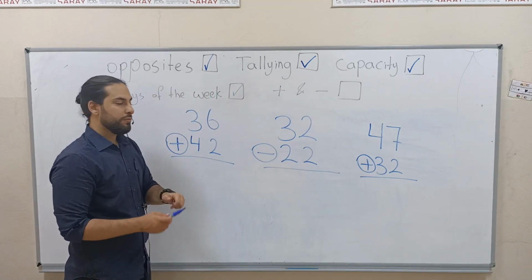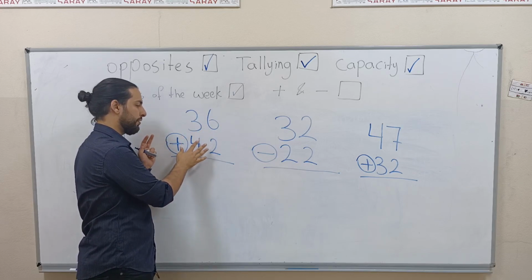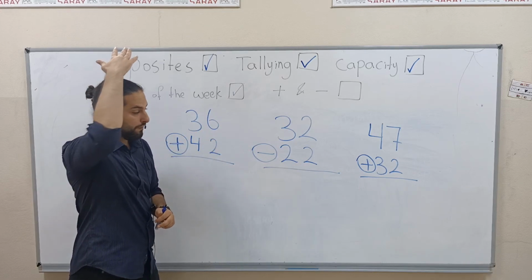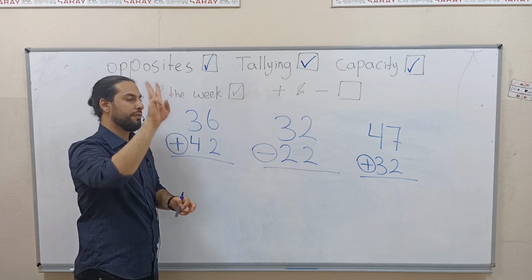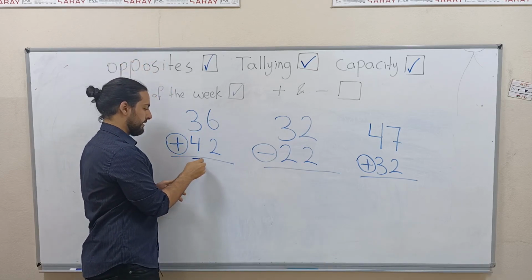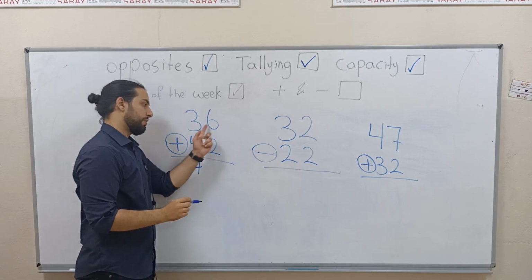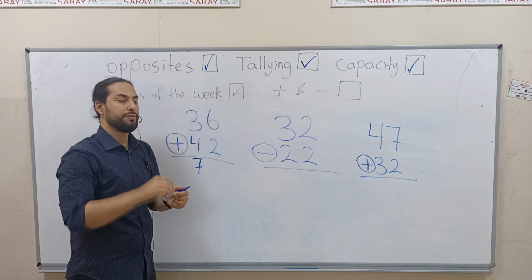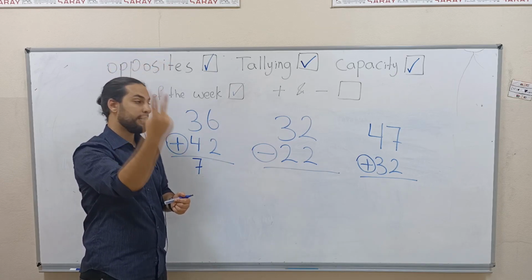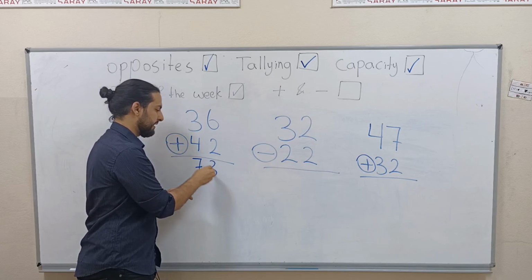Now it's pretty simple. We look at 3 and 4. The way I do it, which one is more, 3 or 4? 4 is more, so 4 here, 3 here, 4, 5, 6, and 7. So this is 7. 6 plus 2, which one is more, 2 or 6? Of course it's 6, so 6, 7, 8. So it's 78.